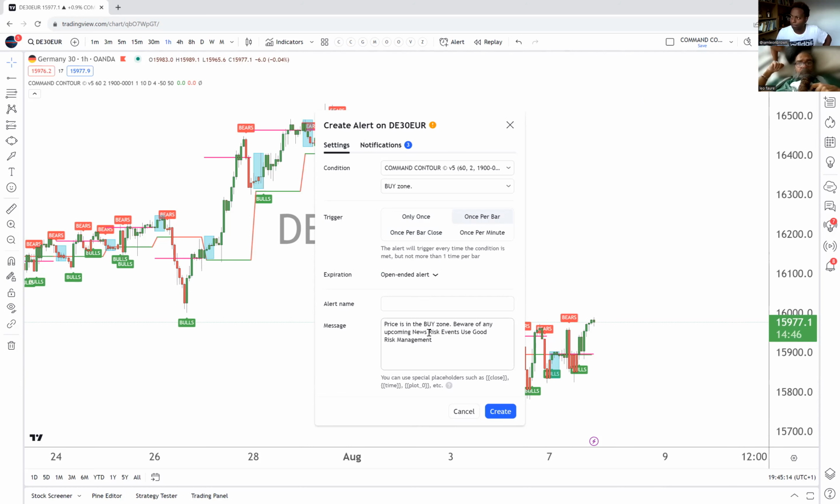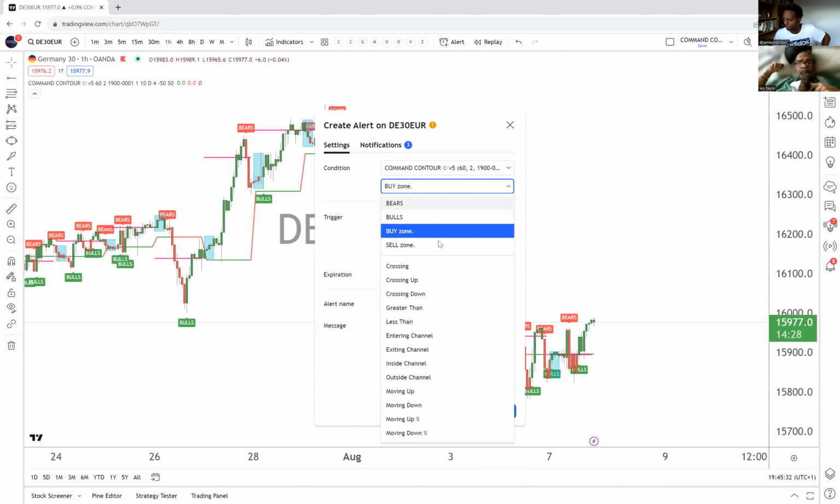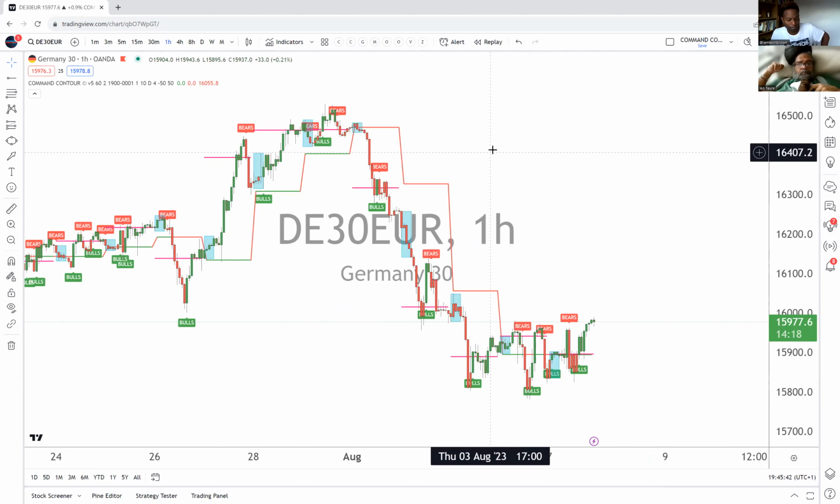Beware of any upcoming risk events, which is high impact news, and you could create that as well so that you get the tool to tell you, all right, we potentially have a buying opportunity here, or we potentially have a selling opportunity here. It's slightly different to the bulls and bears because this is more built into the tool. So that's another thing that you could explore as well within the command control tool.